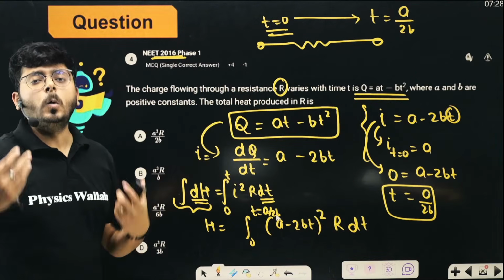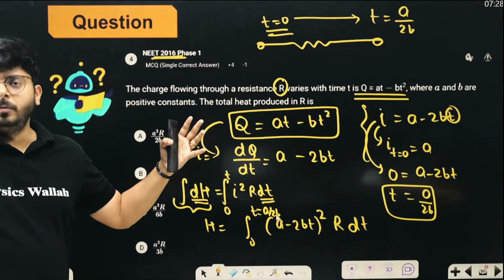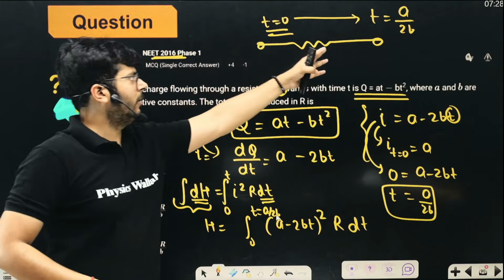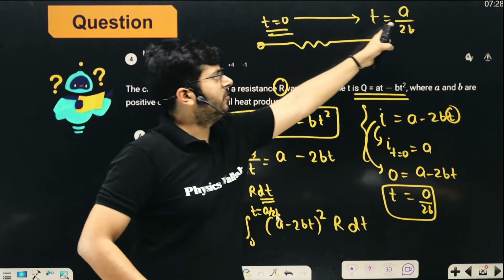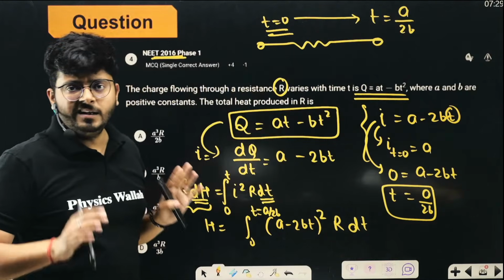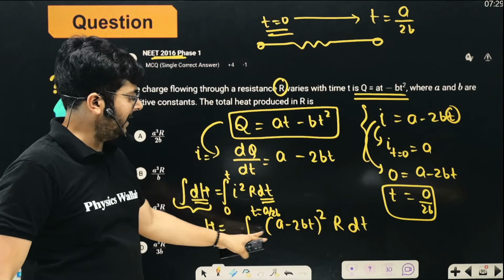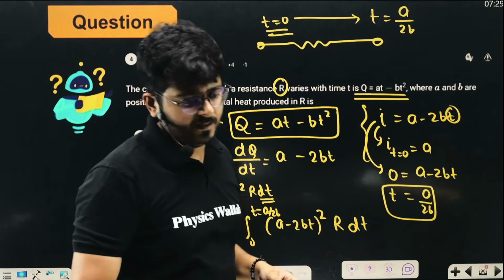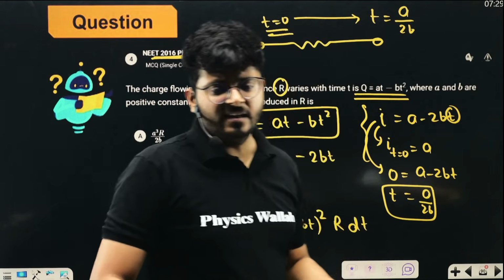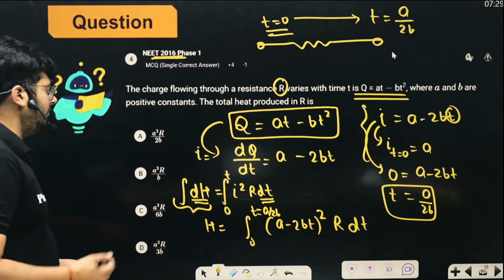And what will be the total heat produced due to that blip of current? We are talking about the initial time to the final value of time, which is a upon 2b, till the last current was there. You can integrate it between these values of time and get the final answer. Is that clear? The entire struggle was about the limits of time.